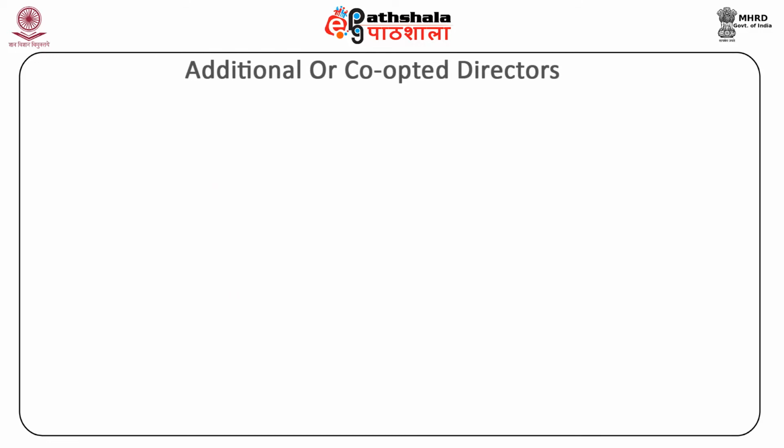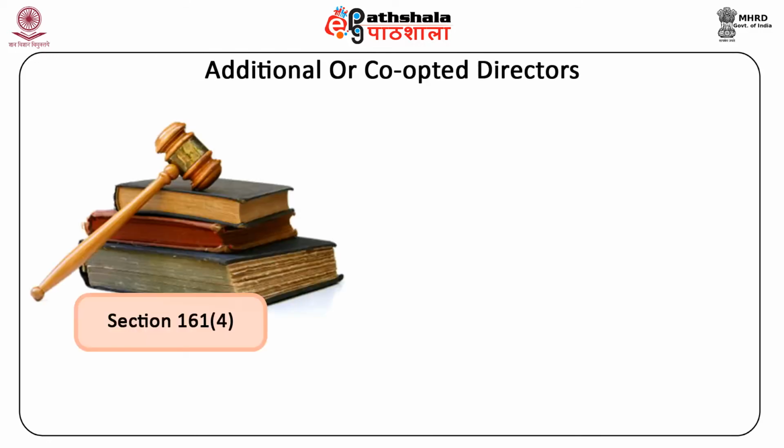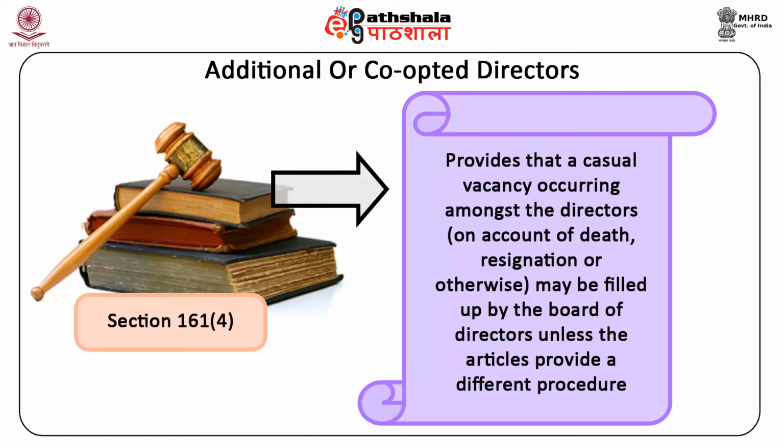Casual or ad hoc directors. Section 161, subsection 4 provides that a casual vacancy occurring amongst the directors on account of death, resignation, or otherwise may be filled up by the board of directors unless the articles provide a different procedure. The person so appointed shall hold office only up to the time his predecessor would have continued.